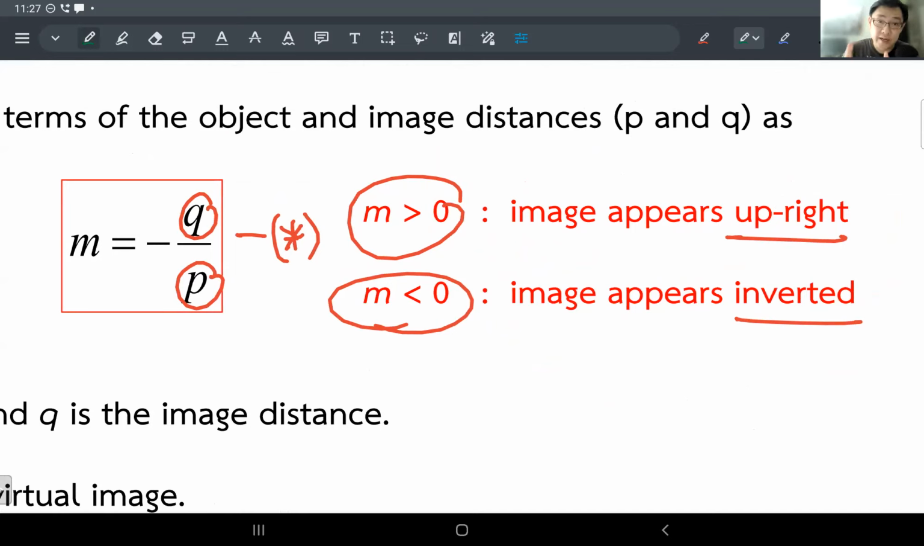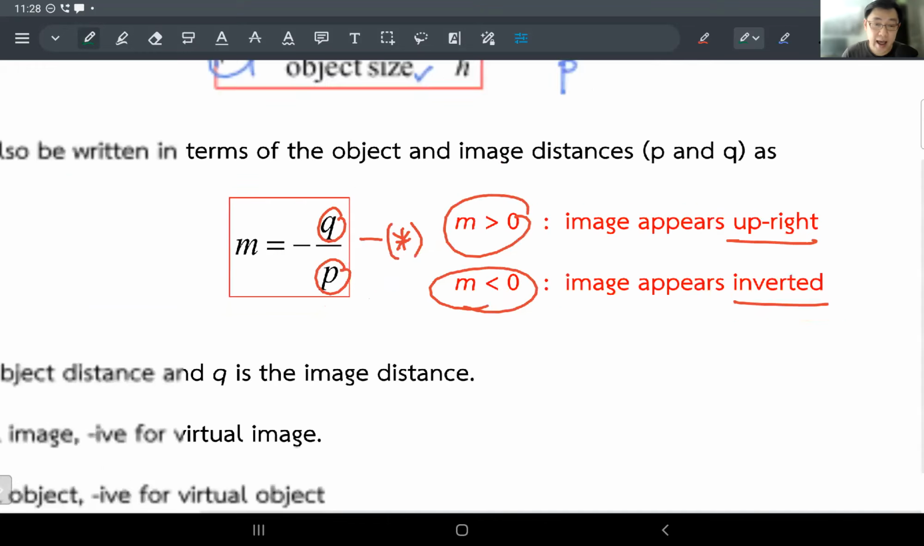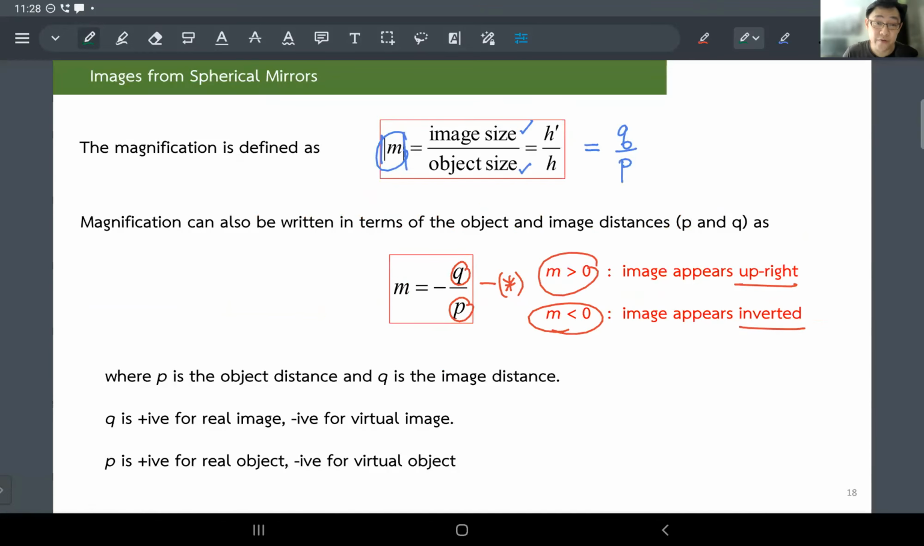And the value of M will tell you whether it is going to be magnified when M is larger than 1, or reduced in size when M is below 1. And if it's exactly 1, it's the same size as the object. You are done. Okay, nice. I think this is easy to grab, and the concept is pretty easy to follow.